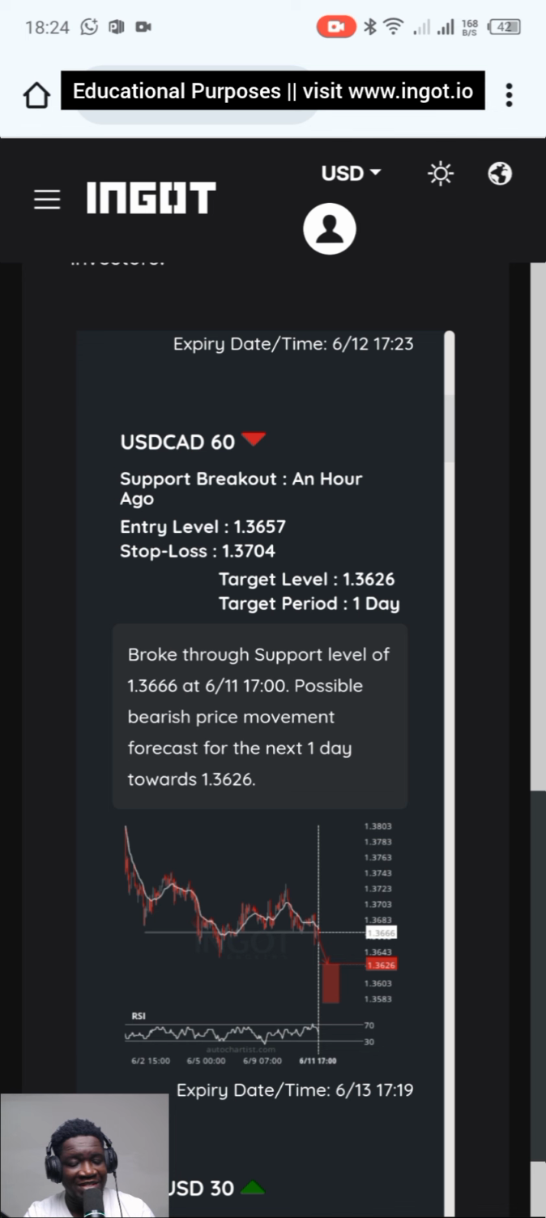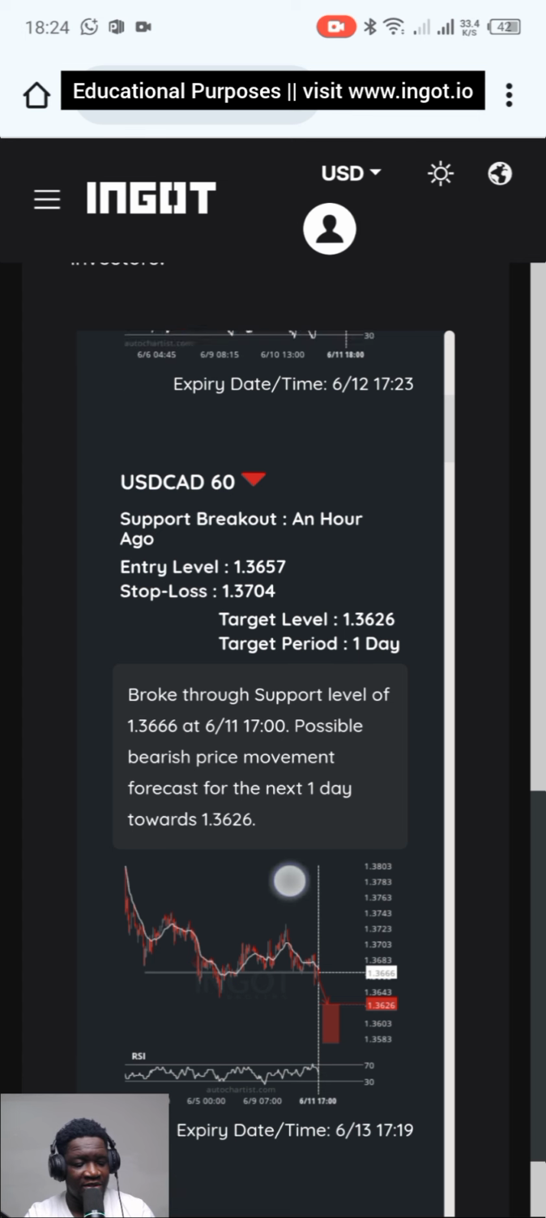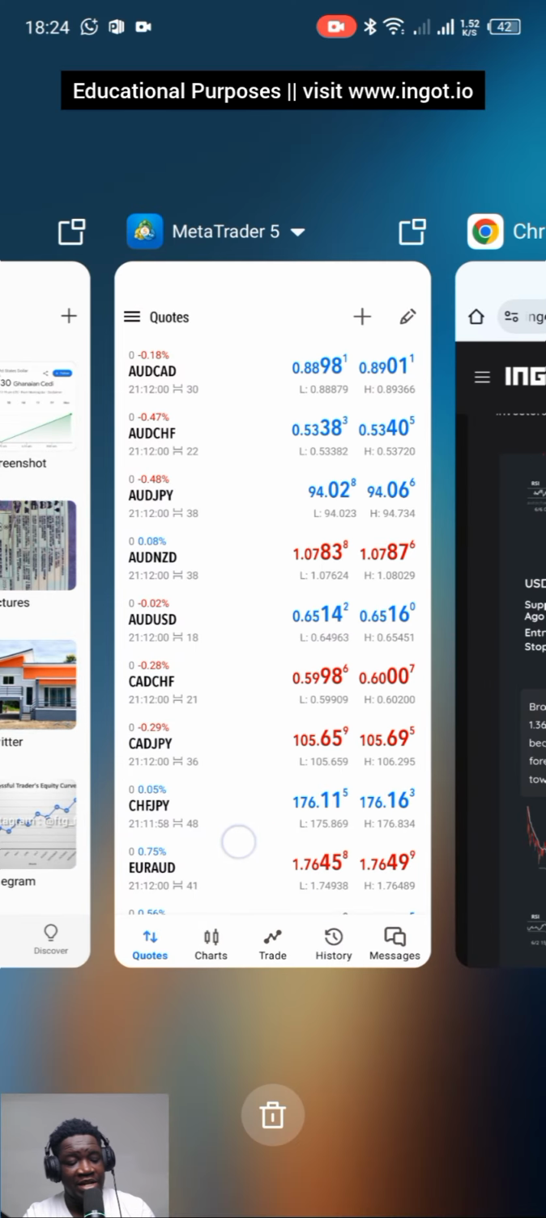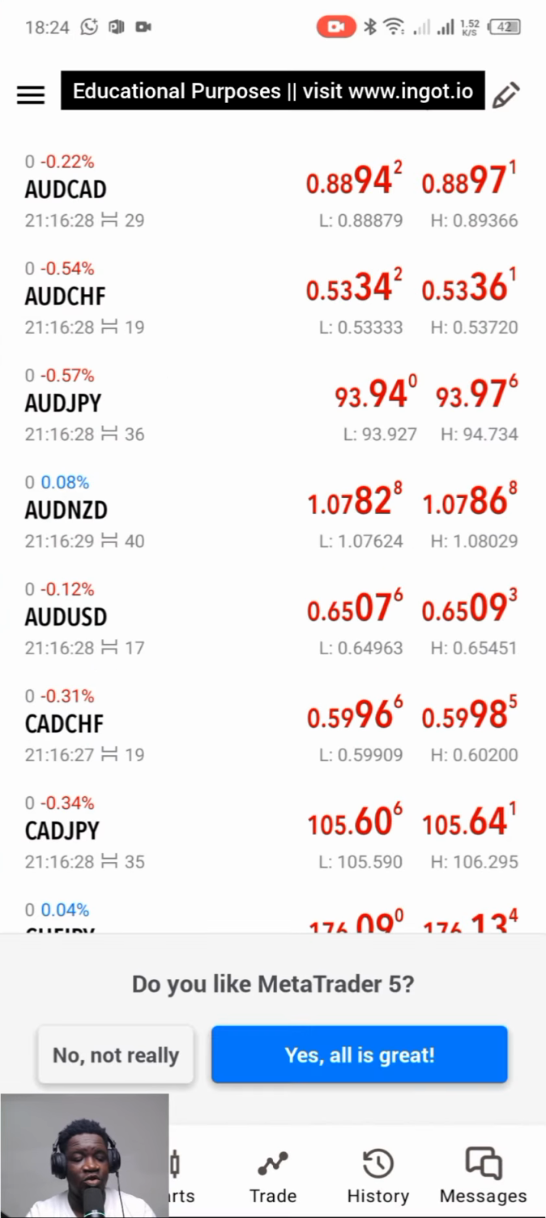Now it says entry price is 1.3657. That's where to enter. You have the stop loss and all. So how do you go about this? Let's now open our MT5 to execute this trade. The instrument we want to trade is USD CAD.